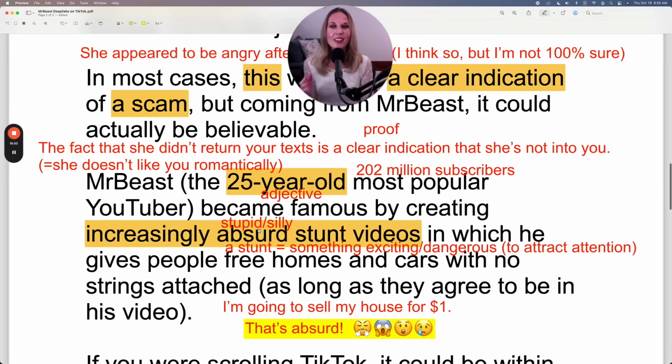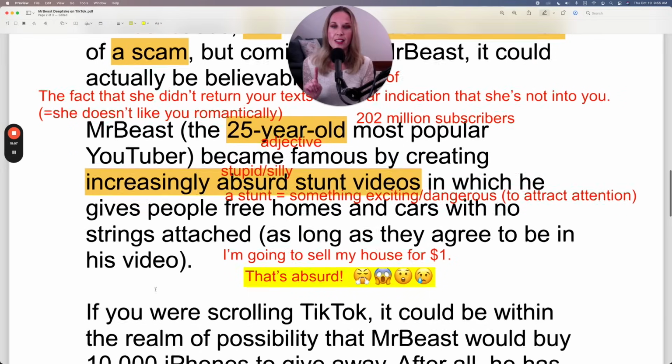Okay, so he has these absurd stunt videos in which he gives people free homes and cars with no strings attached. If there are no strings attached, it means you don't have to do something in order to get something. So I might say, I'm going to give you this car. And you would say, really? Wow. And then you might say, well, are there any strings attached?